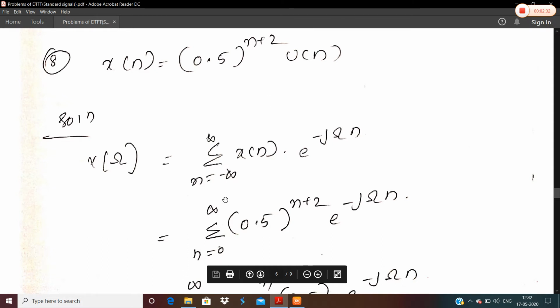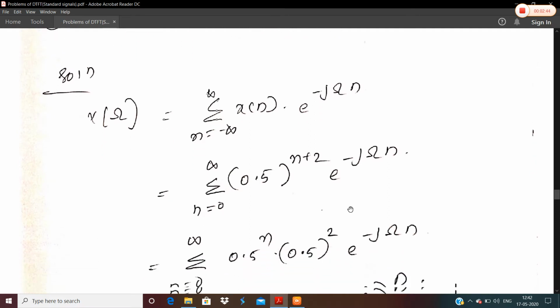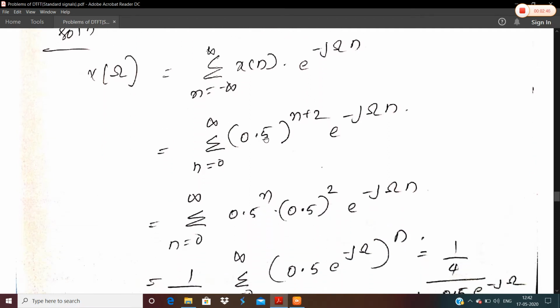Because of the presence of u of n, the limit changes to 0 to infinity, and x of n's value is 0.5 raised to n plus 2. So that is written over here, 0.5 raised to n plus 2, and the rest of the standard part, that is e raised to minus j omega n. The next step, we are expanding this 0.5 raised to n plus 2. It becomes 0.5 whole raised to n into 0.5 square into e raised to minus j omega n.